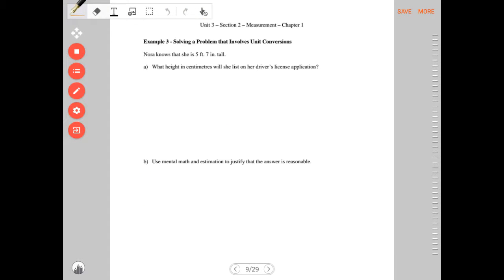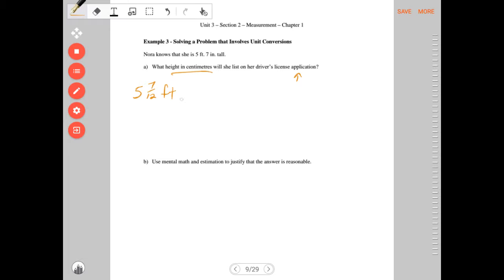Okay, example 3, in solving a problem that involves unit conversions. Nora knows that she is 5 feet 7 inches tall. What height in centimeters will she list on her driver's license application? Remember, for a driver's license you need to list your height in centimeters. We know from that conversion chart that there are 30 centimeters in a foot and 2.5 centimeters in an inch. If we look at 5 foot 7 inches, that is 5 7/12 feet. The 7/12 is because there are 12 inches in a foot. That converts it all into feet.